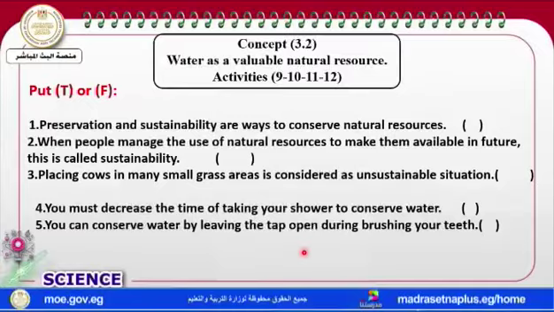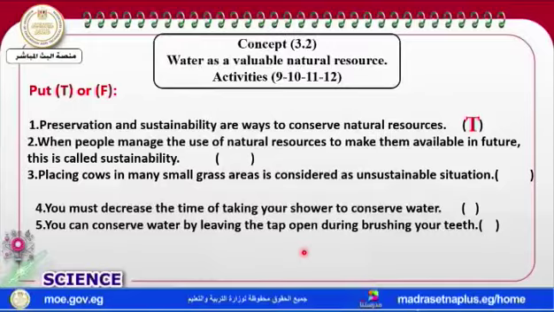But preservation is by restricting access and controlling use. There are many rules to use it. But sustainability is using the resources in a way which does not negatively affect the future supply. Okay, and this is used to conserve the natural resources.